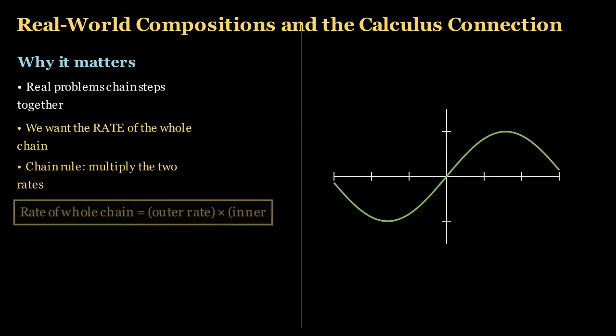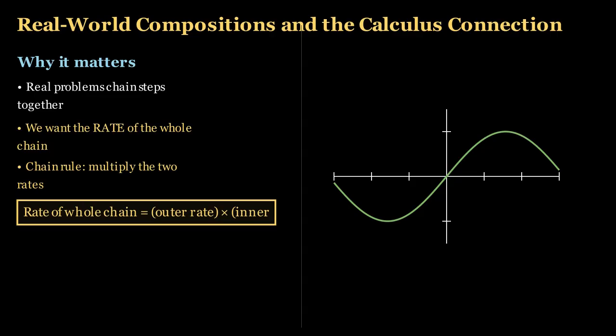The chain rule tells us we can find that overall rate by simply multiplying the rate of the outer machine times the rate of the inner machine. It turns a complicated two-step problem into two easy one-step problems. This is one of the most powerful shortcuts in all of calculus, and it works precisely because we can see the process as a composition. Let us build the two machines.